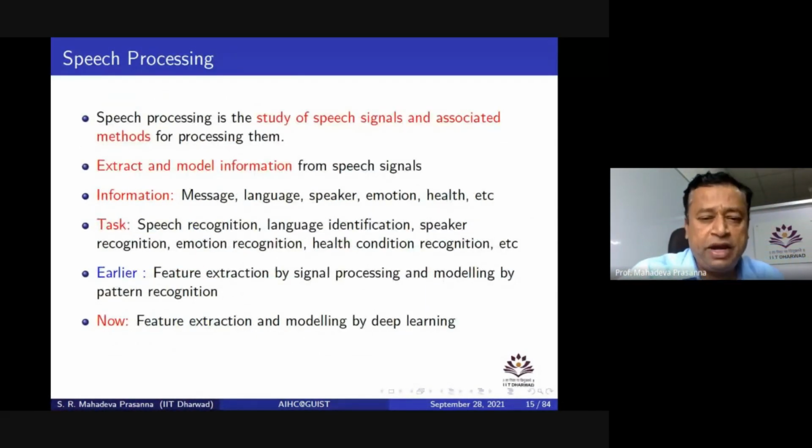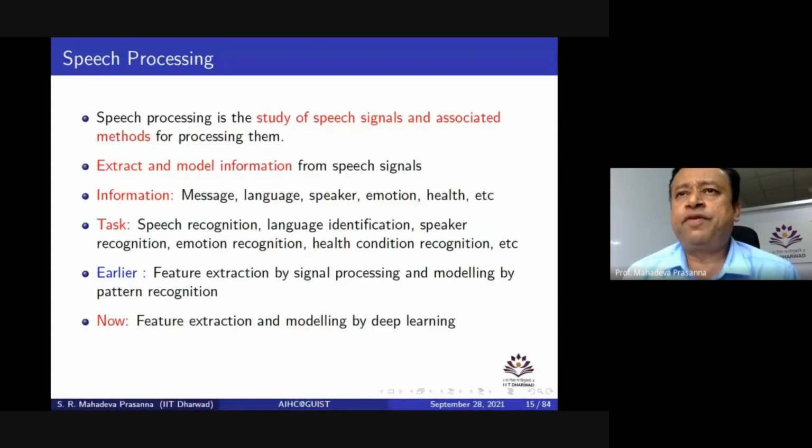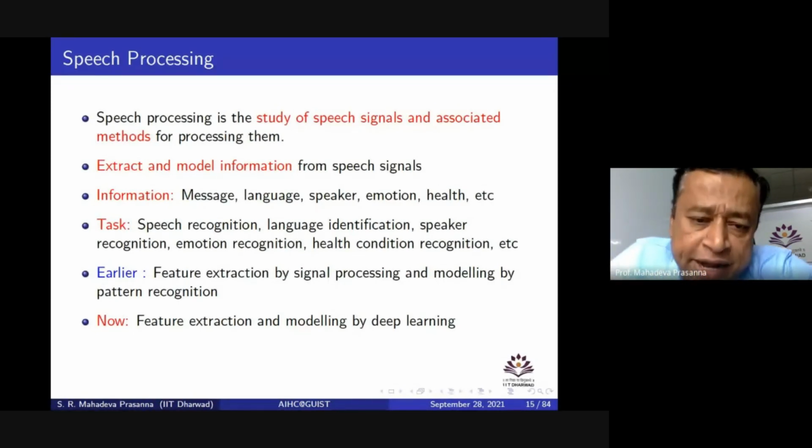Of course, coming to the field of speech processing, some of you might have seen these slides earlier. It essentially focuses on studying the speech signal and associated methods for processing them to extract and model information. That generic objective goes without saying, even for the case of health. Our goal is to study the speech signals and associated methods to extract and model information from the speech signal. In our case, information means any biomarker available as a health indicator.